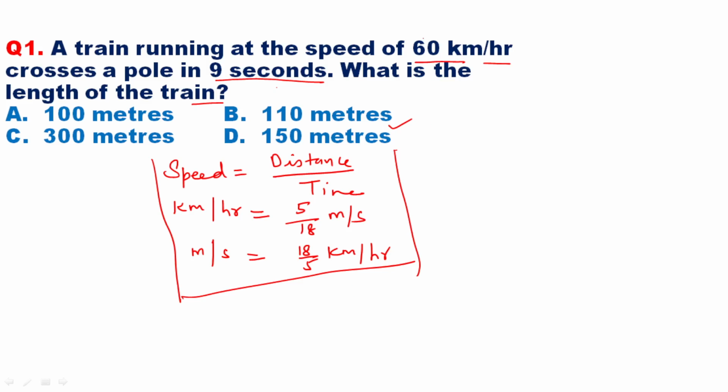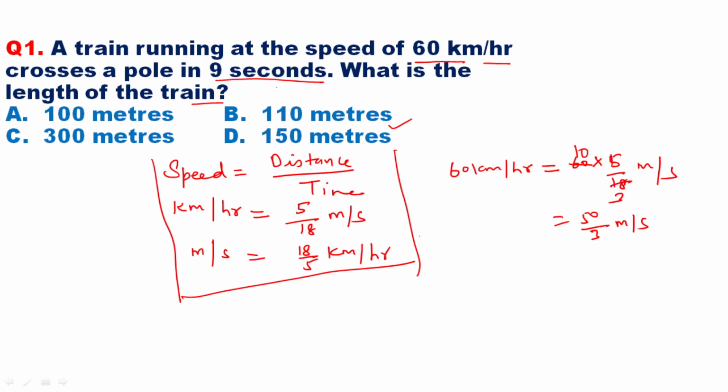The train is running at the speed of 60 km per hour. If we convert it into meter per second, we multiply by 5 by 18. Now simplifying, 6 threes are 18 and 6 tens are 60. So it becomes 50 by 3 meter per second.